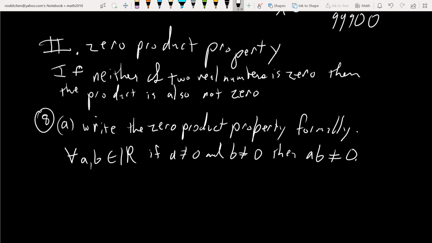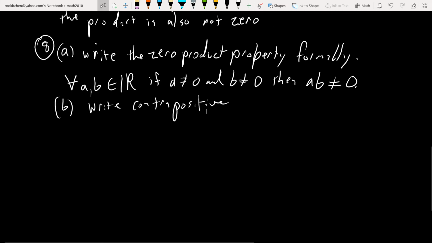Okay. Part B, write the contrapositive. So remember, with the contrapositive, you're not messing around with the quantifier or the domain. It's just a matter of swapping the implication's parts and negating them. So you're going to make this the conclusion, and this the hypothesis, and you'll negate them. You'll switch them and negate them, right?